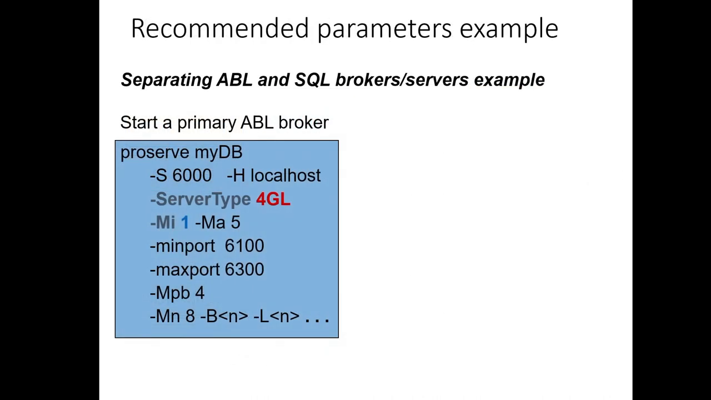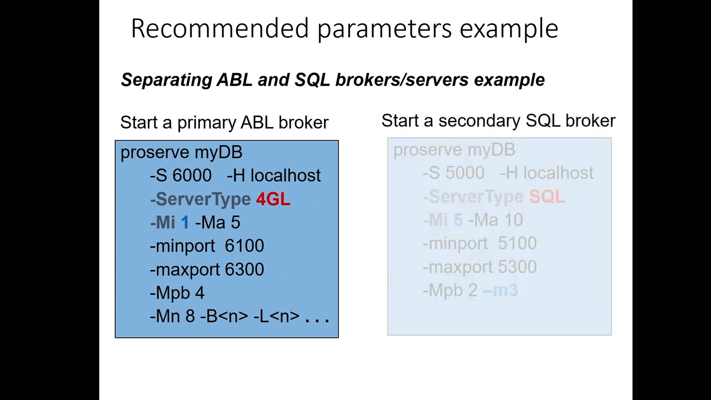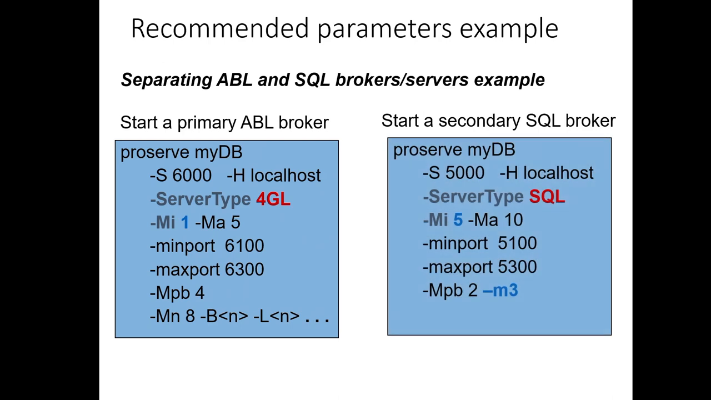So how do we do that? We set the ABL broker with server type of 4GL and some numbers. We'll come back to what all this stuff means in a minute. And then, I think I've got one more animation. There we go. We have a secondary broker with server type of SQL, and you'll notice on the right-hand side the dash M3, little m3. This means it's a secondary broker. Okay.